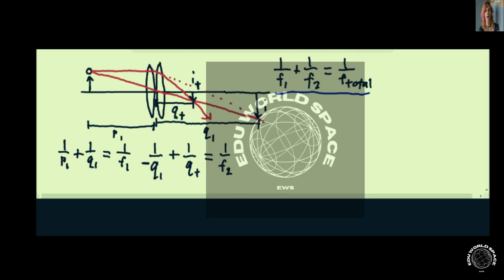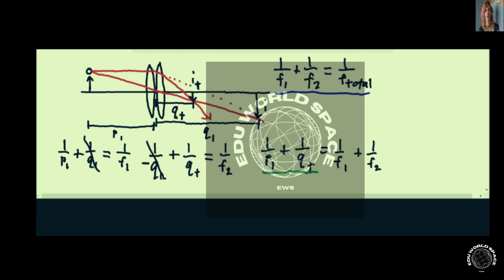And what do we get when we combine these? We get 1 over P1. These two terms cancel out, and we are left with 1 over Q total equals 1 over F1 plus 1 over F2.